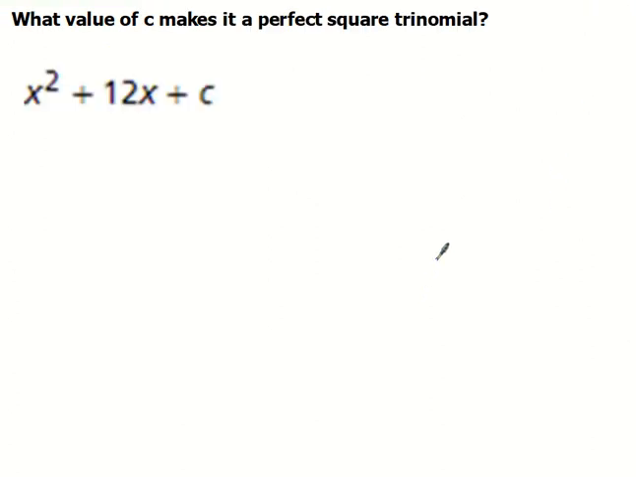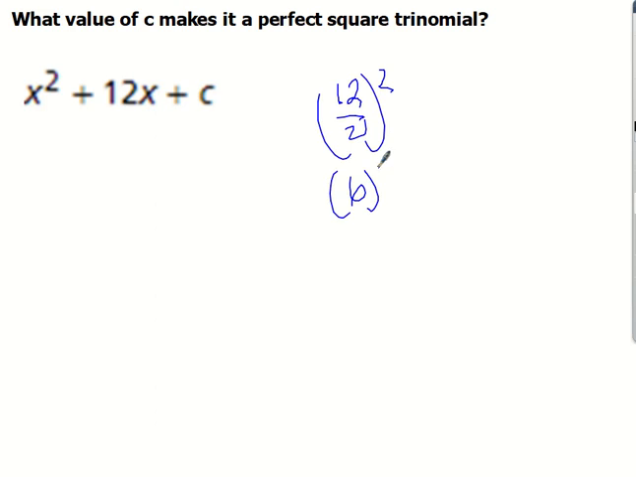So maybe pause, just try it. Shouldn't take you very long. What would c need to be for this to be a perfect square trinomial? So we would have done 12 divided by 2, squared. Not 6 divided by 2, it's 12 divided by 2, squared. And we would say 36 would need to be c to make it a perfect square trinomial. So that's the easy part.